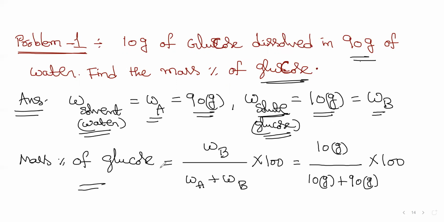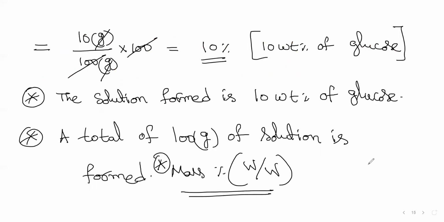So the mass percentage of glucose is given by WB divided by WA plus WB, multiplied by 100. So just plug in the numbers. 10 grams divided by 10 plus 90, multiplied by 100. So the next step is 10 by 100 multiplied by 100. 90 plus 10 is 100. So you get 10%. That is called 10 weight percent or 10 mass percent.